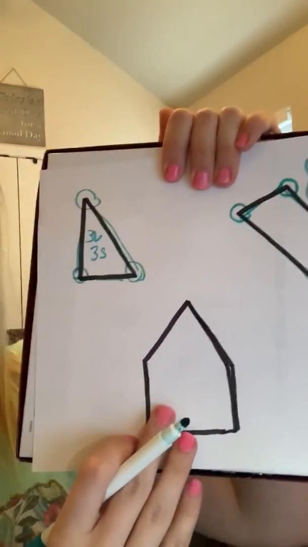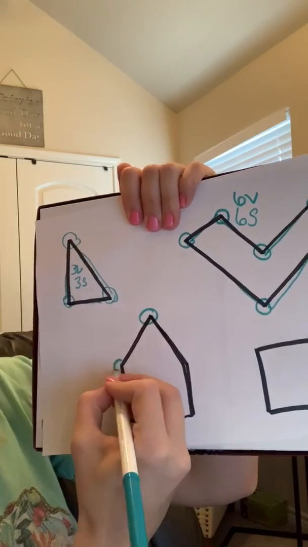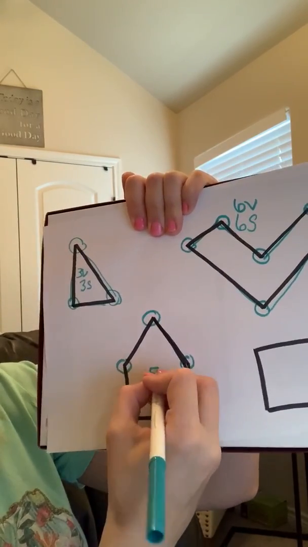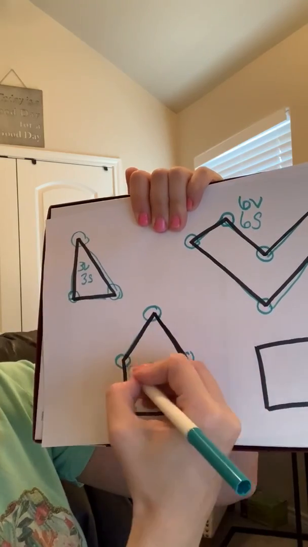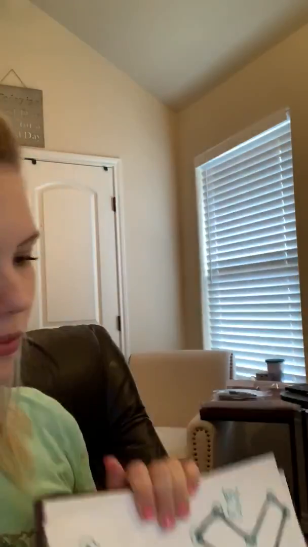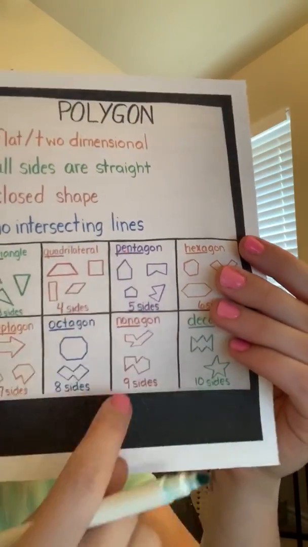Here we have this shape. This is another polygon. So we're going to count the vertices and the sides. 1, 2, 3, 4, 5. So it has 5 vertices. 1, 2, 3, 4, 5, and 5 sides. So if we look at our chart, a shape with 5 sides is called a pentagon. So this shape is a pentagon.